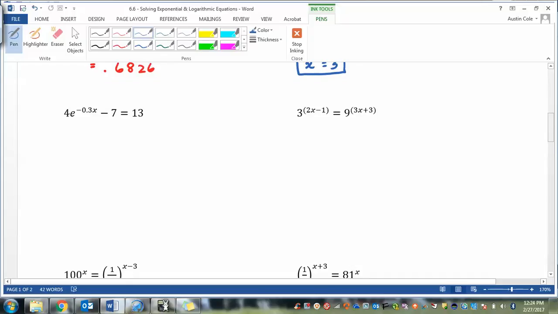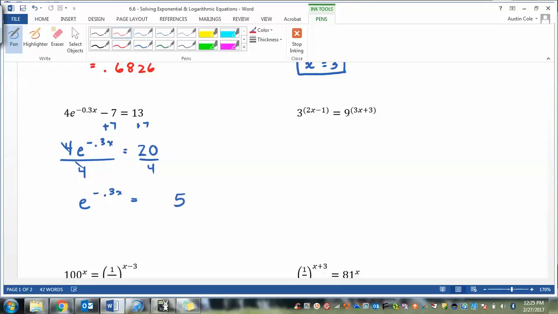Again, now we've got e, but don't worry. To get rid of e to the power, we're going to be using natural log instead of regular log. So I need to add 7 first. I get 4 times e to the negative 0.3x, and that's going to equal 20. And then I need to divide both sides by 4 before I natural log both sides. Let's get rid of the 4 first. So I have e to the negative 0.3x equals 5.